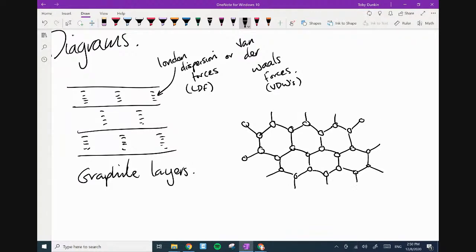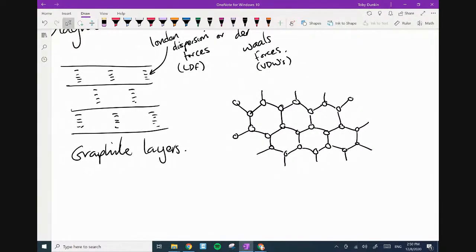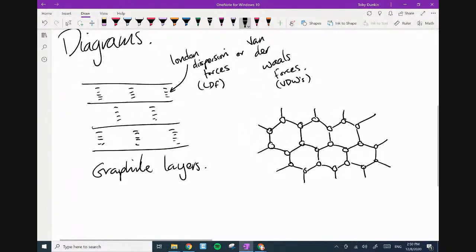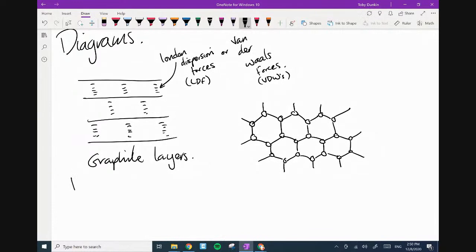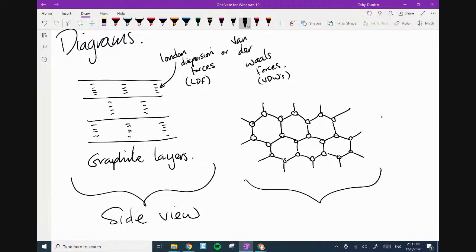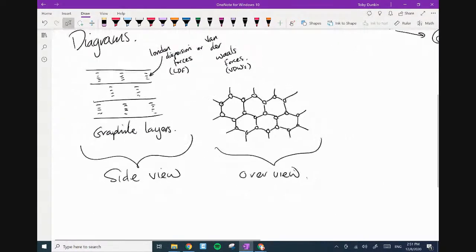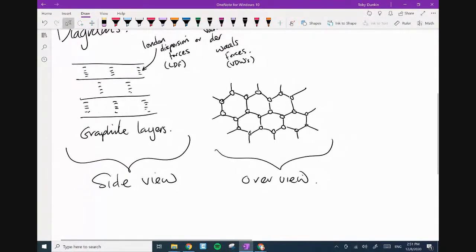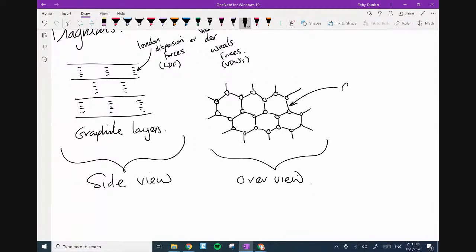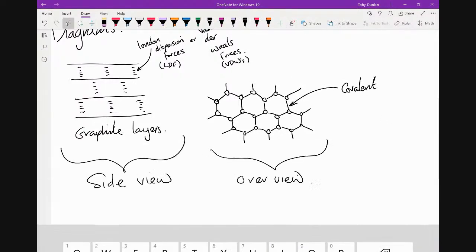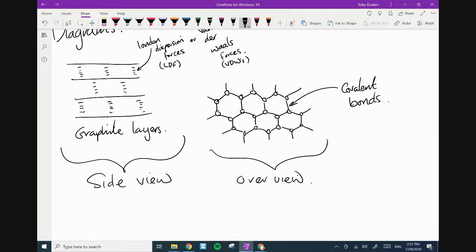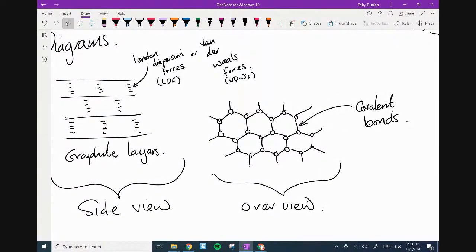So each carbon atom. So this is now within the layer. This is now looking down on top of the layer. So this one here is a side view. And this one here is an overview. This is us looking down at one of the sheets. And what we realize is graphite's special, that in the layers, these are covalent bonds. And between the layers are van der Waals forces.